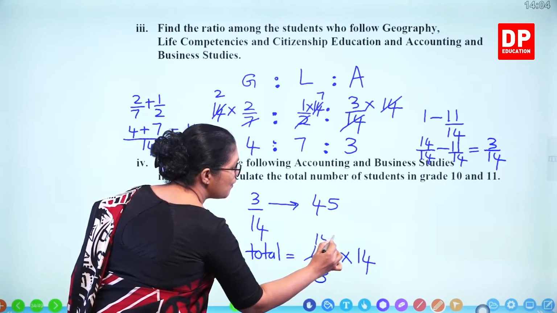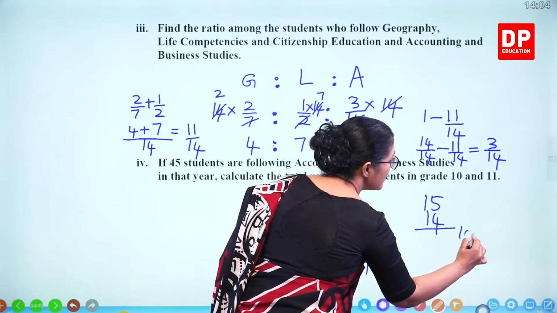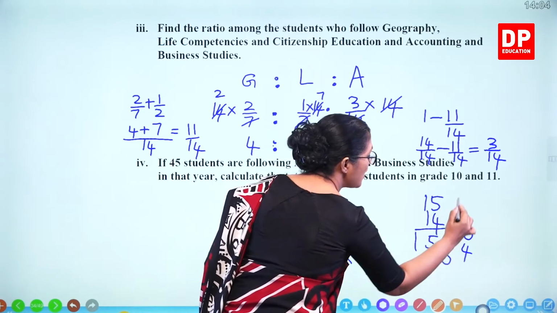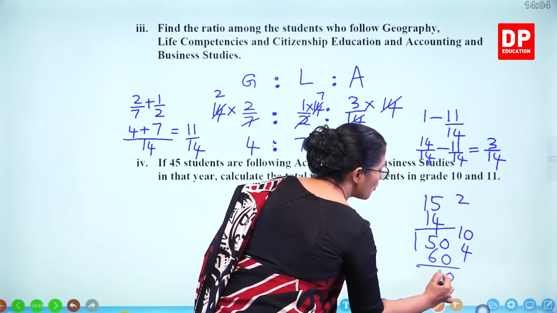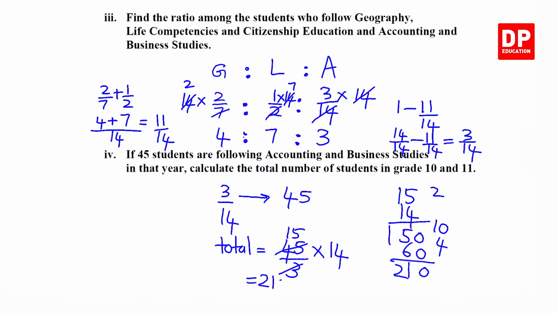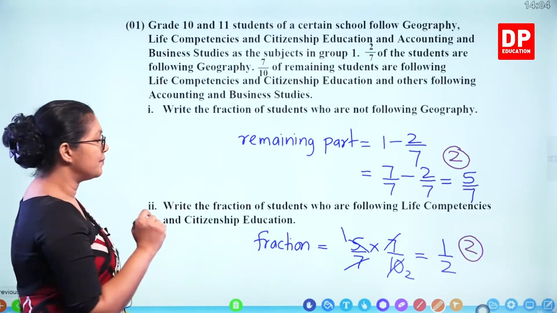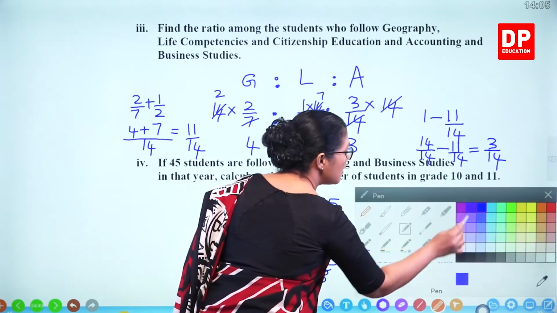45 divided by 3 is 15. 15 times 14. What's the answer? 10 and 4. You get 150 here. 4 times 5, 20. 4 times 1, 4 plus 2, 6. So you get 210 is the total number of students in grade 10 and 11. Now we'll see how many marks you are getting for each step.